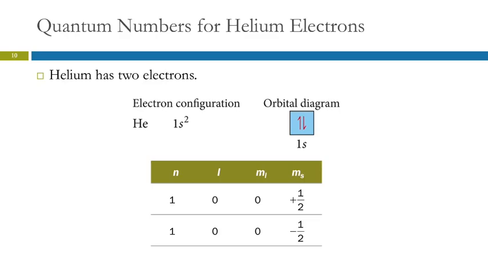Let's look at helium. Helium has 2 electrons. So the electron configuration would be 1s2, and the orbital diagram would be like this. The 1s is represented by a box, and we have an arrow pointing up and an arrow pointing down. We can look at the quantum numbers for those 2 electrons. They're both in n equals 1, l equals 0, m sub l equals 0, but one is positive and one is negative. Any questions?